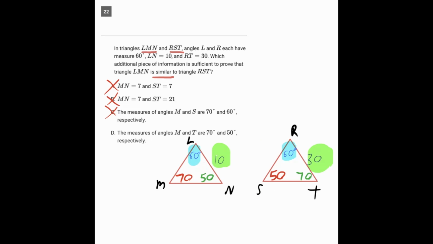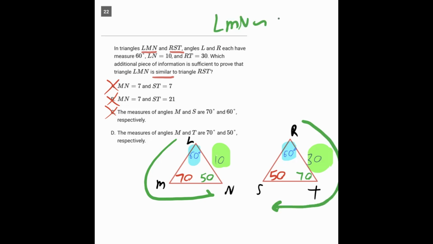They are similar though. We would have to say, if we were doing a similarity statement, if I said LMN, I'm going 60, 70, 50. So I'd have to say 60, 70, 50. I'd have to say LMN is similar to RTS. So LMN is similar to RTS, not RST. The order's wrong. It doesn't really matter for this question because all the angles match. We know they're similar. If the angles and sides match, they'd be congruent, by the way. But the answer here is D.